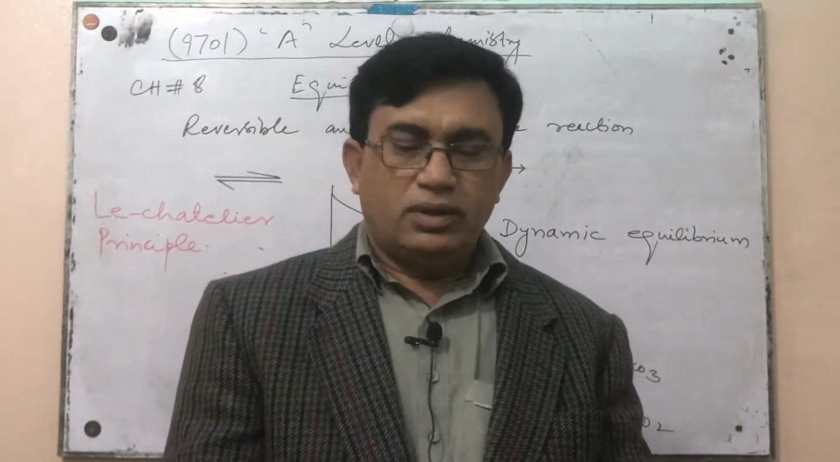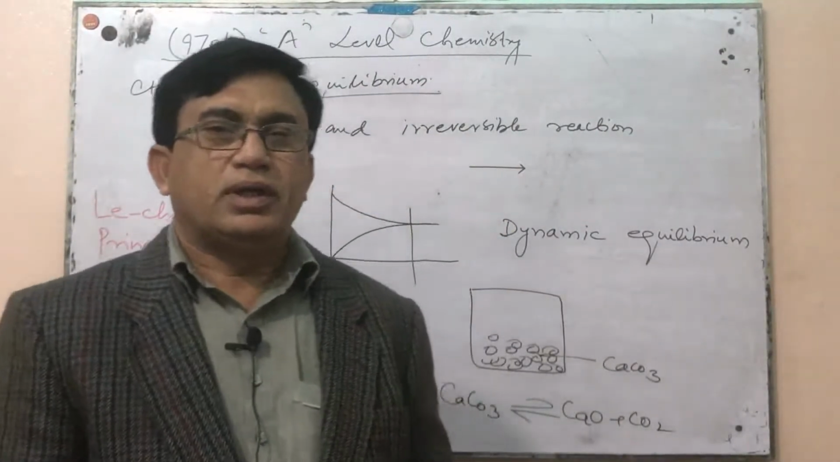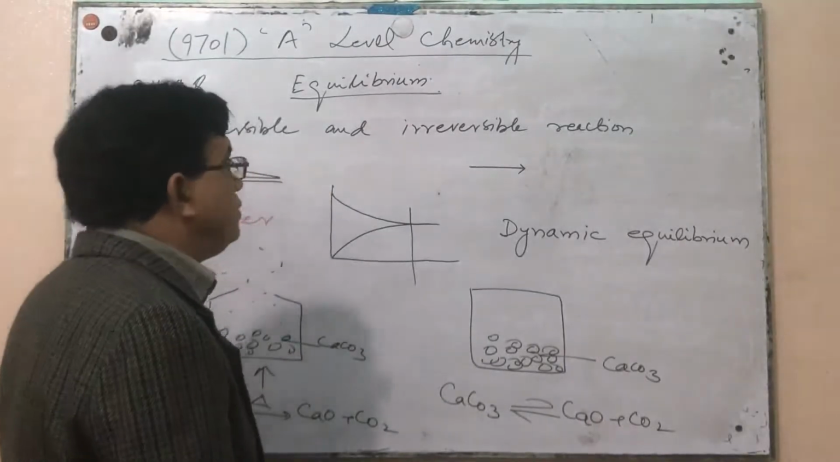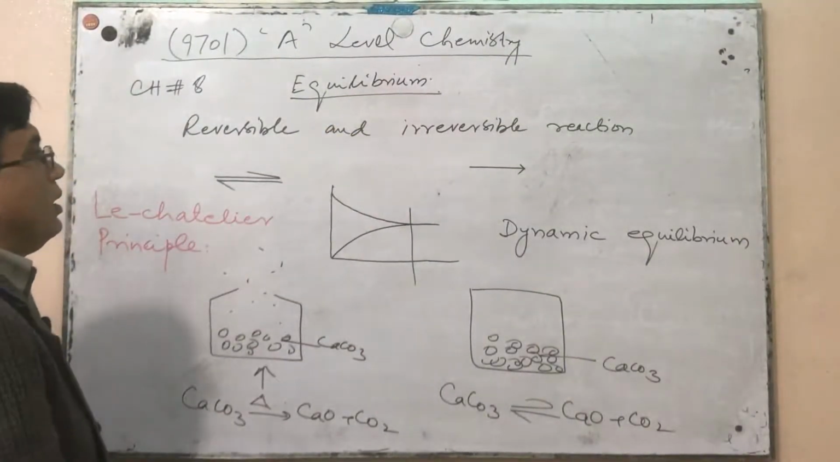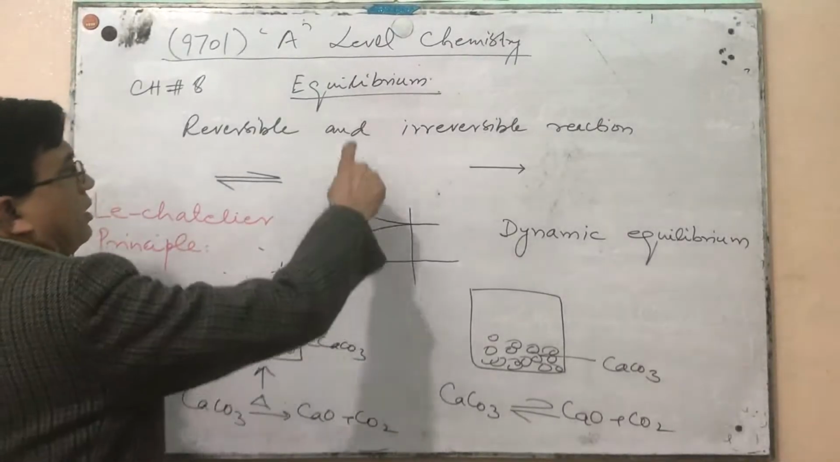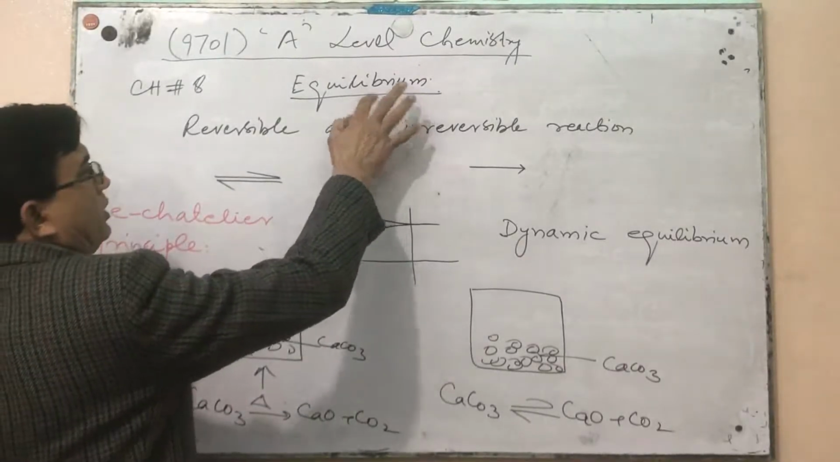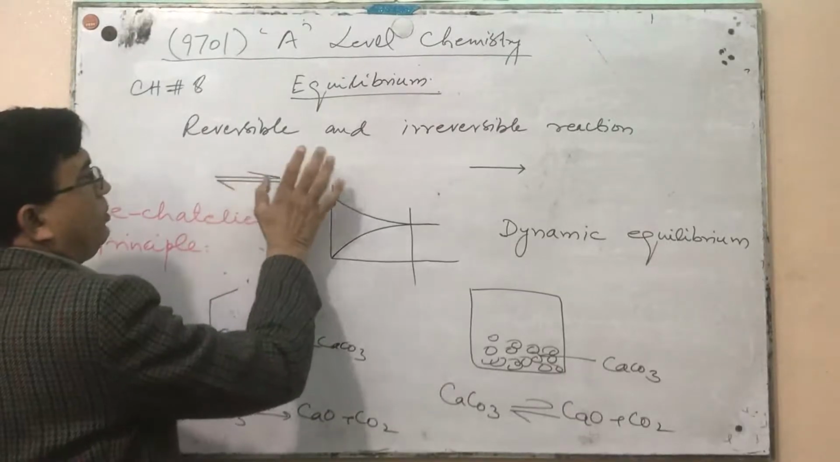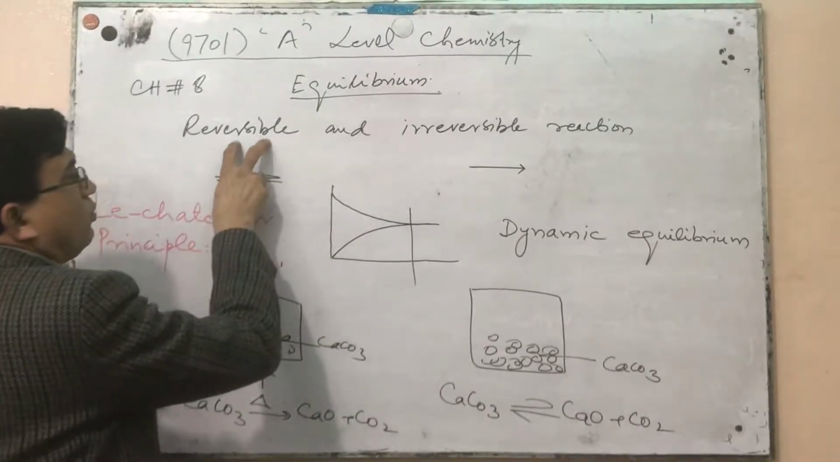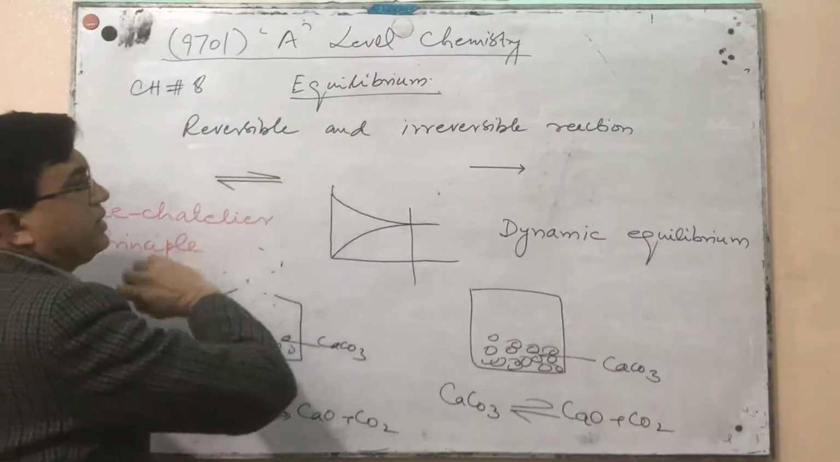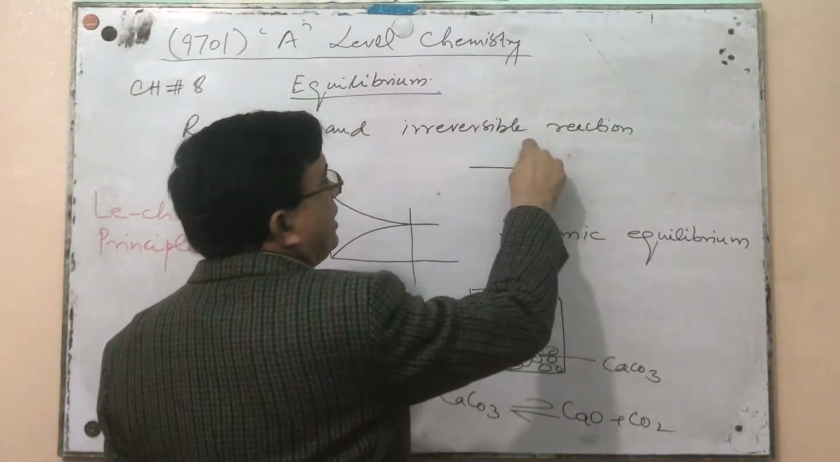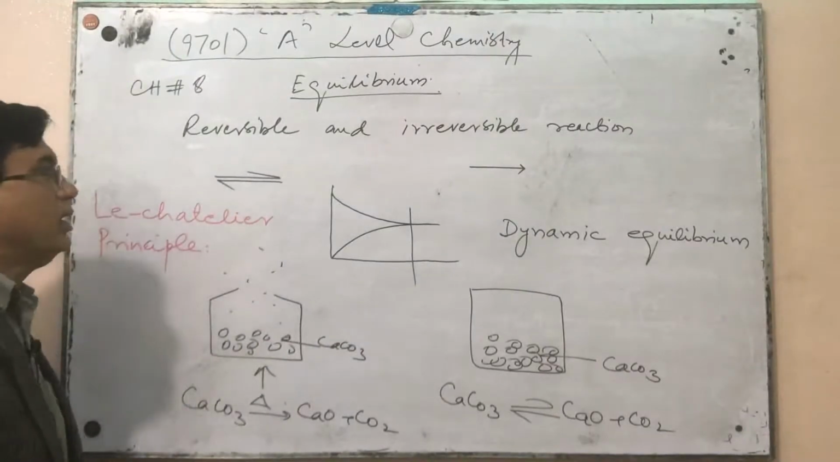Hello everyone. Our today's topic is we are going to start a new chapter. The chapter is equilibrium. If we define equilibrium before this, we should know there are two types of chemical reaction. First type is called a reversible reaction and the second type is called an irreversible reaction.